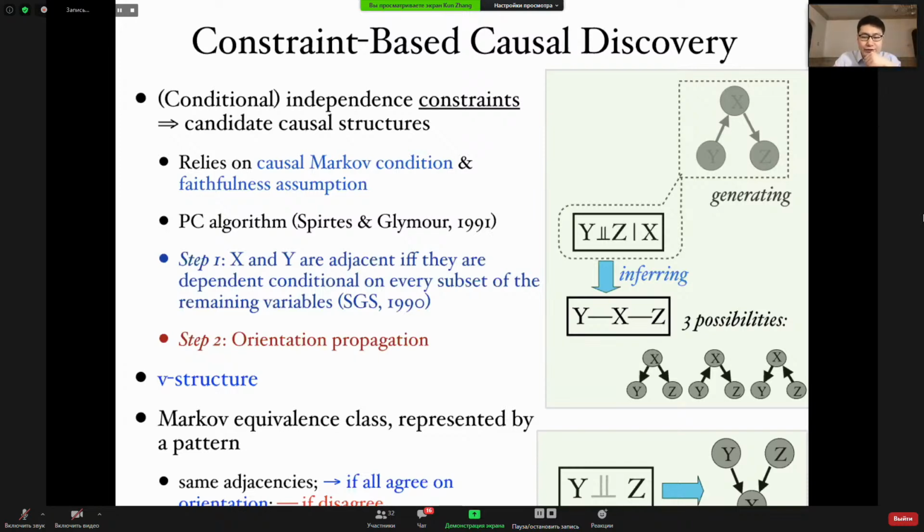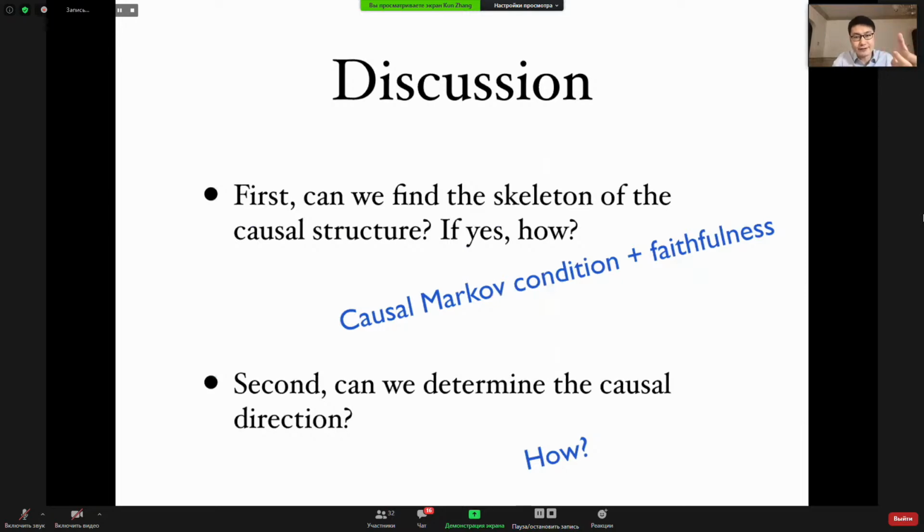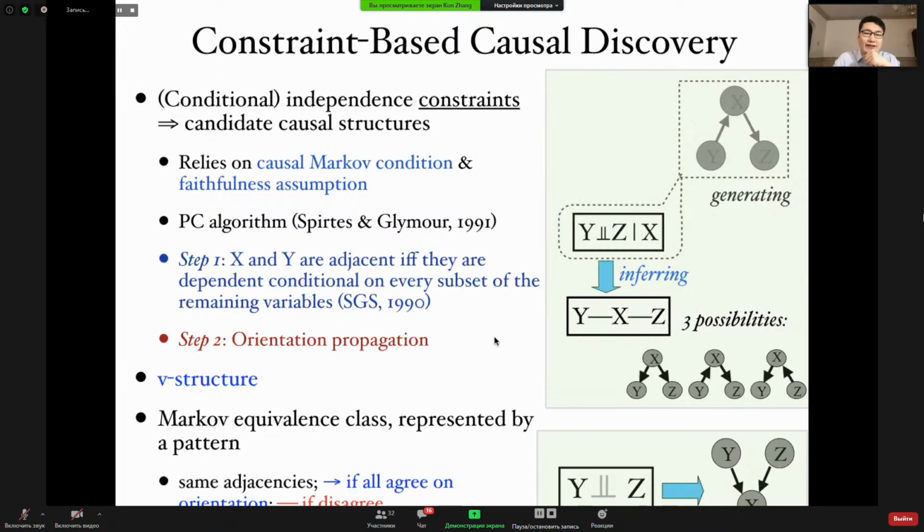Now, as the answer to the first question, remember, we want to find the skeleton or adjacency information of the graph. Then we have this theorem. It says that two variables x, y are adjacent if and only if they are dependent, conditioning on every subset of the remaining variables. In other words, as long as x and y are conditionally independent given anything, then they are not adjacent, right? This is very nice. And you can prove this very easily. Why? Because if they are conditionally independent, then they are d-separated by something. If they are d-separated by something, then they are not adjacent, because any two variables that are adjacent cannot be d-separated by anything.